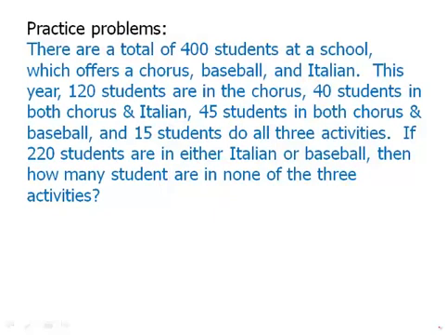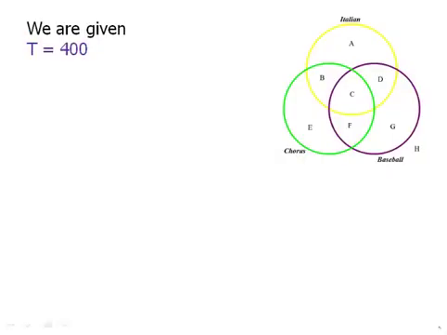So certainly the question is asking for the H region, the region outside of all 3 circles. So let's think about this. We're given T equals 400. That's our total. We're told that 120 students are in chorus. So that means the entire green circle, B plus C plus E plus F has to equal 120. All those add up to 120.